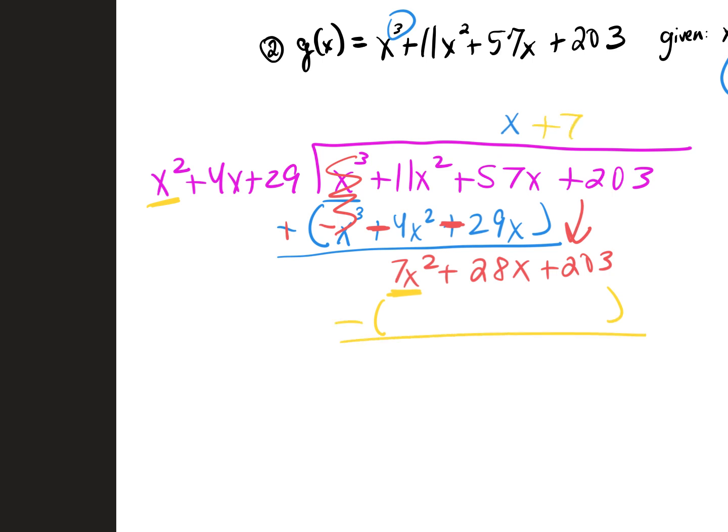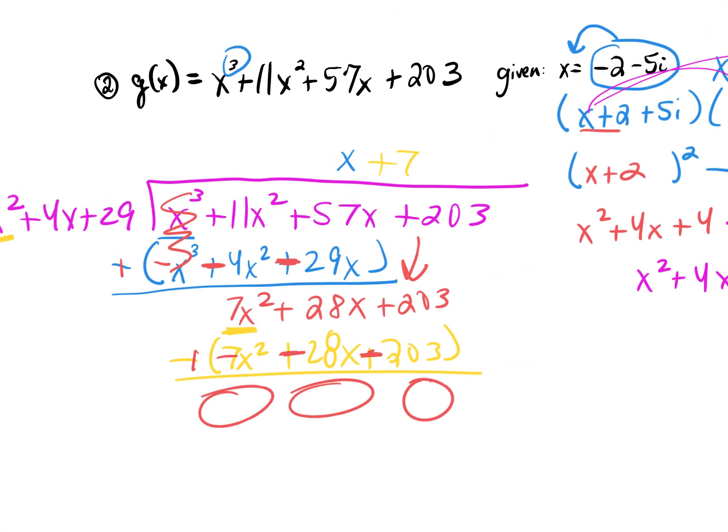7 times x squared is 7x squared. 7 times 4 is 28. What do you guys think 7 times 29 is? It is 203 again. Before you subtract, distribute, distribute, distribute, distribute. What happens with a positive and negative 203? Cancel. What happens with 28 and 28? Cancels. What happens with 7x squared, 7x squared? Cancels. So you're left with x plus 7.